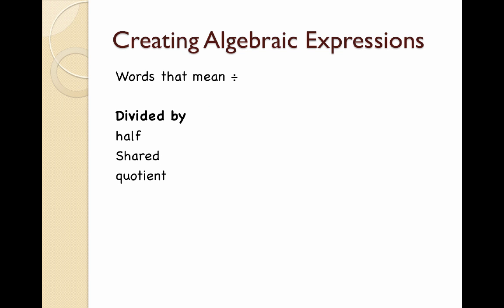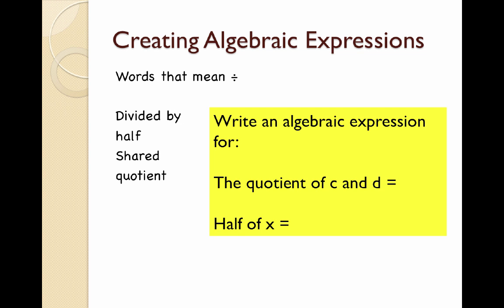And finally, the divided by symbol. We're looking for words like divided by, half, shared, quotient. All those words mean use the divided by symbol. So, when I want you to write an algebraic expression for the quotient of c and d, or even half of x, the quotient of c and d would be c divided by d. But when we write a sentence using a divided by symbol, we write it as a fraction, c over d. For half of x, that would be x divided by 2. Or, instead of using the divided by symbol, x over 2. It's also worth noting that you could also have written half of x with a half in front of an x.